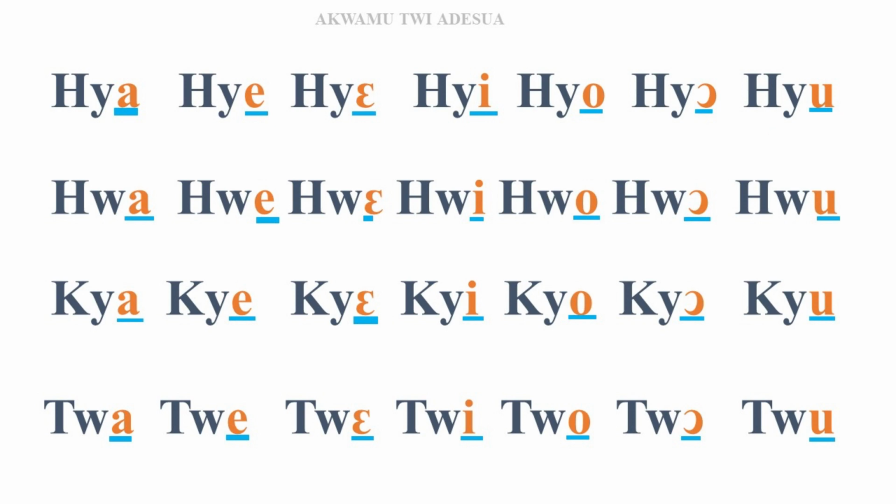We also have the HW, which is the sh. It gives us the sh. So when we add the vowel sound a to the sh, we'll get sha. Then we'll get the she, which is the HWE, will give us she. Then the HWI, which is the H and then the W, will give us shi.